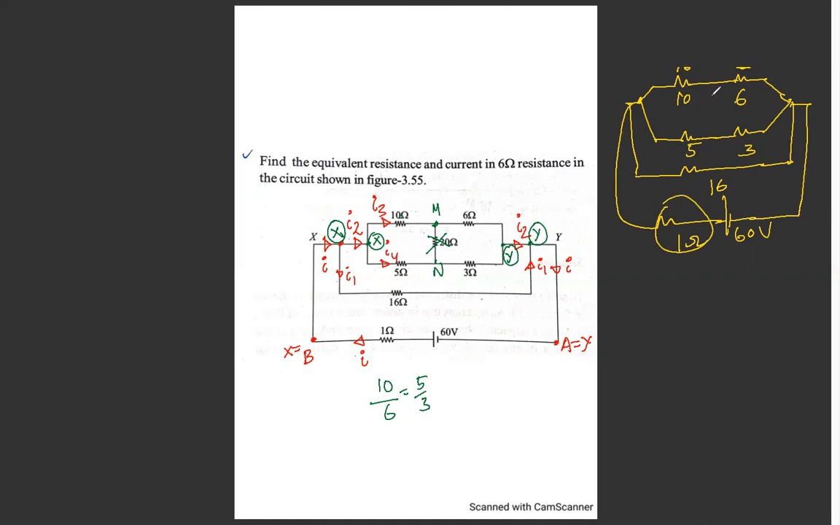10 plus 6 is equal to 16. 5 plus 3 equal to 8. So can we see that the 16 and 16 are in parallel with each other, so they will give rise to 8, and 8 and 8 are in parallel, they will give rise to 4. 4 plus 1 equal to 5. Directly we can write down that R equivalent is equal to 4 plus 1 equal to 5. How I got it? 16, 8 and 16 are in parallel and their combination is in series with 1. So R equivalent is equal to 5.